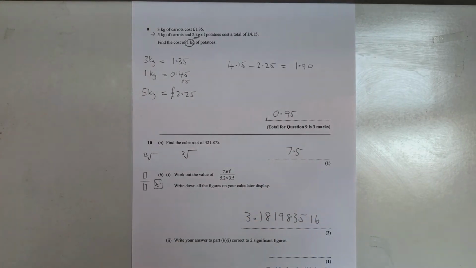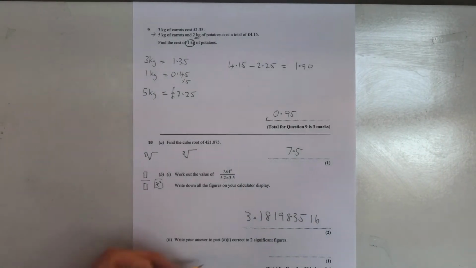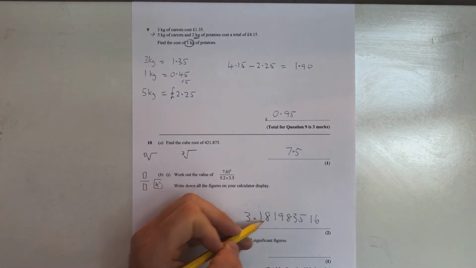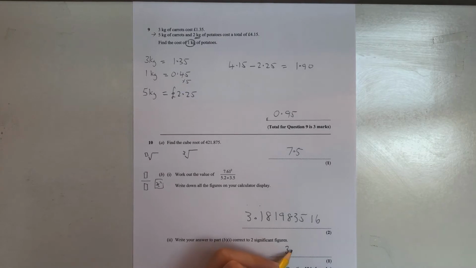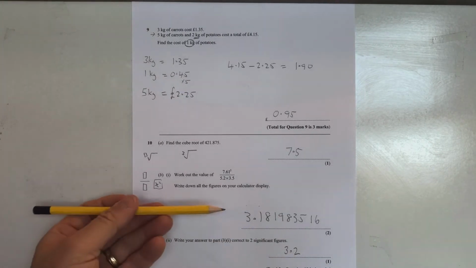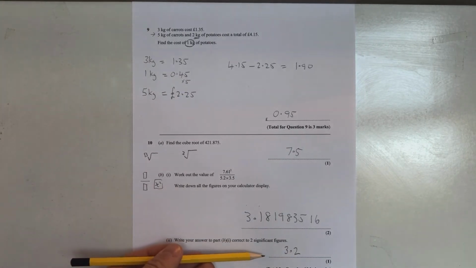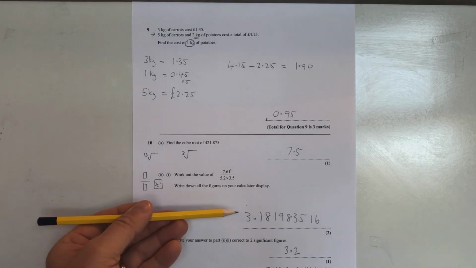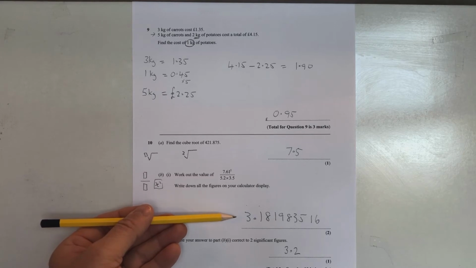3516. Write this down to 2 significant figures, so there's 1, there's 2. However, I'm cutting an 8 off, so the answer is 3.2. Now, if you got this wrong, you can still get the mark here as long as this number is this number, just 2 significant figures.